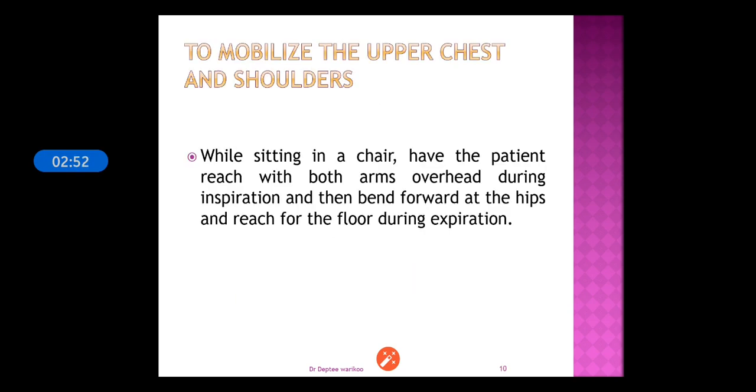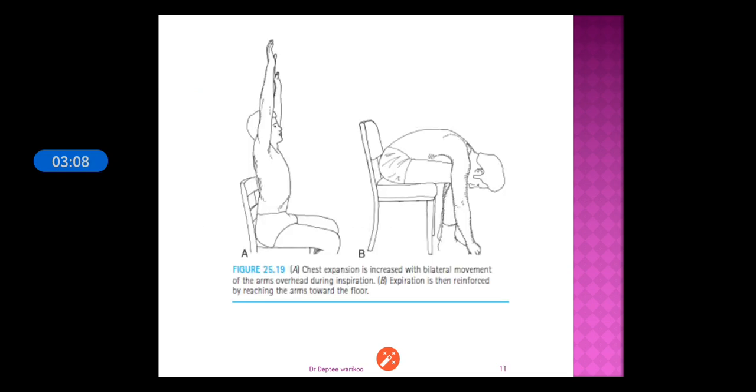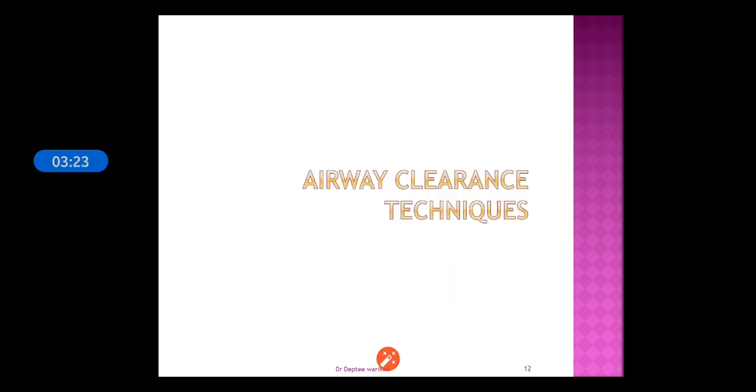Next, to mobilize the upper chest and shoulders, while sitting in a chair, have the patient reach with both arms overhead during inspiration and then bend forward at the hips and reach to the floor during expiration, like this. You can see the chest expansion is increased with bilateral movements of the arms overhead during inspiration, and expiration is reinforced by reaching the arms towards the floor. So these are the techniques for chest mobility. Next, we will see the techniques for airway clearance.